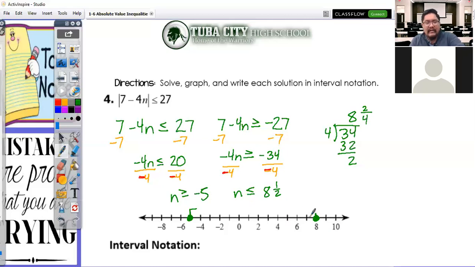Actually, that's not quite 8.5 yet, because I need to go a little bit past 8. So not exactly 8 and not exactly 9, but between those two. There we go. And n is less than that. So I need a value that's less than 8.5. So that means it would go this way. And I can check it again by putting a number in like 2. 2 is greater than -5, and 2 is less than 8.5.